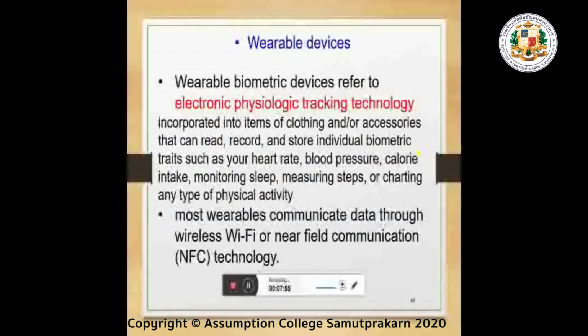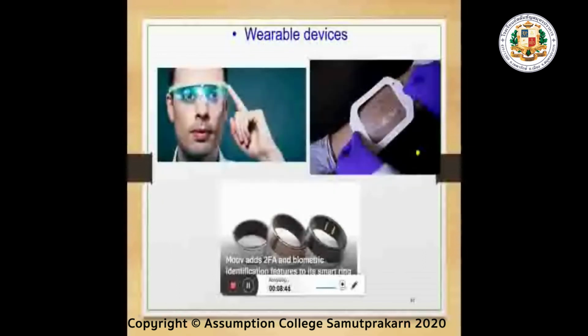Aside from that, there are also wearable devices. We also call them wearable biometric devices, attached to our clothing, that can do functions like read, record, and store individual biometric traits. Just like some wristwatches that can do heart rate measurement and blood pressure monitoring, and even your hours of sleep and number of steps can be monitored. These are wearable biometrics, and they can also be used for communication through wireless or near field communication technology. Here are some examples: even glasses that can be used to scan the faces of other people and give notifications, and also some biometric identification rings.